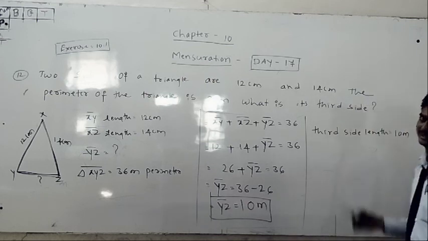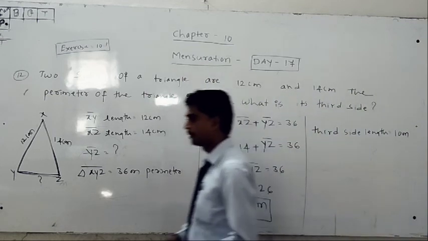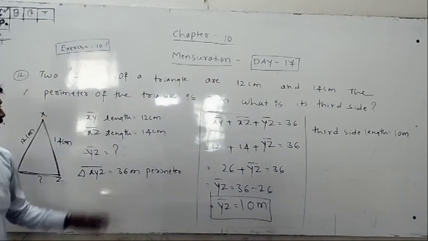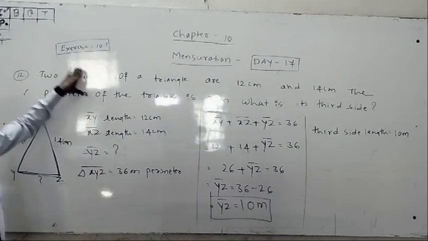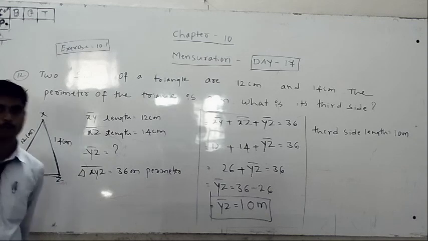This is the answer. Okay, write down this one in red pen and this one in blue pen. Write fast.